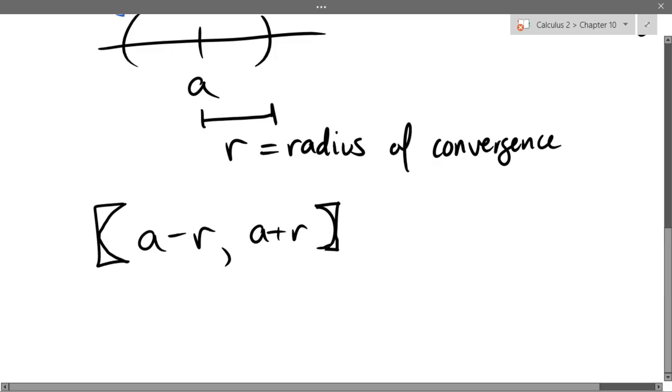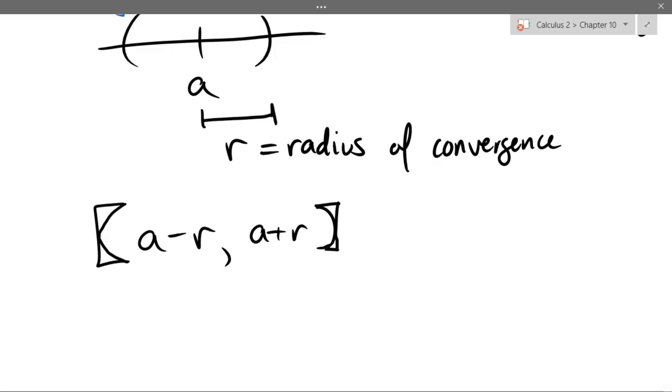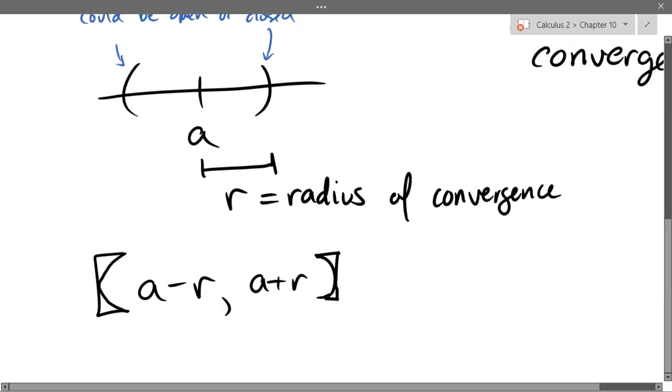So that's what it's going to look like. Centered at a, radius r, a minus r means start at a, go left r, and then plus r, start at a, go right r. So does that make sense, how it matches up with the interval I drew above? And maybe I'll abuse notation up here too, and go like this. And then we can see it could go open or closed on either end.